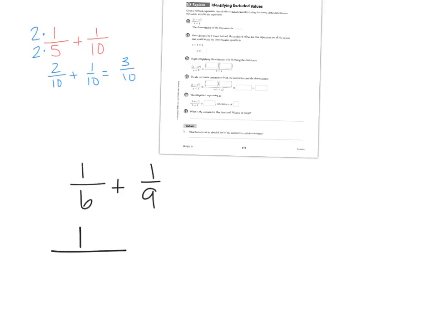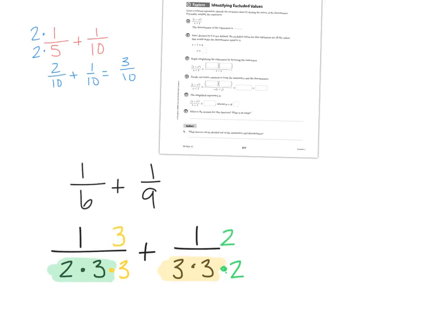So we have 1/6. Well, 6 is 2 times 3, and 9 is 3 times 3. In order for these denominators to be the same, my factors in my denominator have to be the same on both sides. So if we look at this denominator, which I'm going to highlight green, the green denominator has a 2 and a 3. If we compare it to the other denominator, which I'm going to highlight yellow, it has a 3 and a 3. So if I need them to be the same, the denominator on the right needs a 2, and the denominator on the left needs another 3. This is mathematically how we get our common denominators: we need to have those same factors.